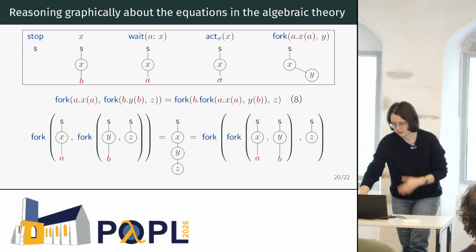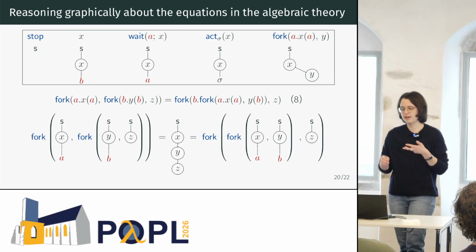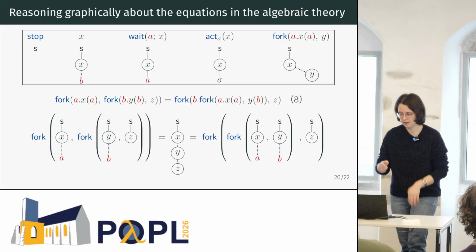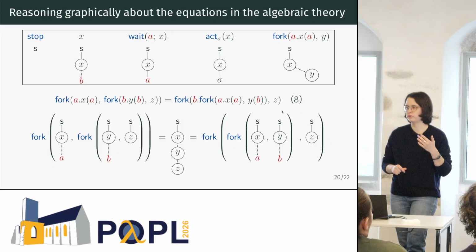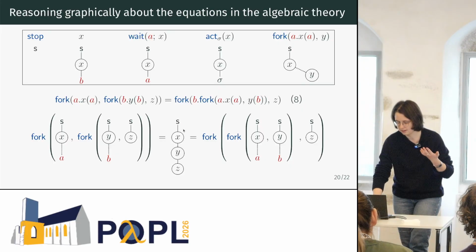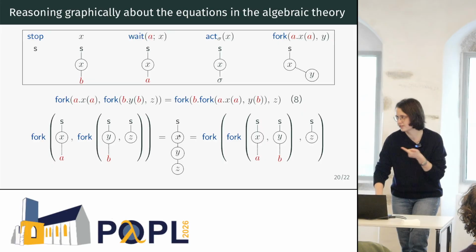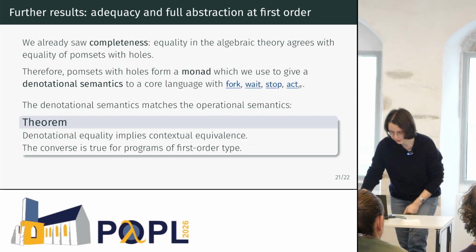Okay, and now that we have this graphical representation for terms, it becomes easier to understand what the equations in the algebraic theory mean. So here, I just copied the equation for associativity of fork. And in this graphical notation, it becomes easy to see that associativity just refers to different ways of plugging z into y and then y into x. So the two possible orders that we can do that in.